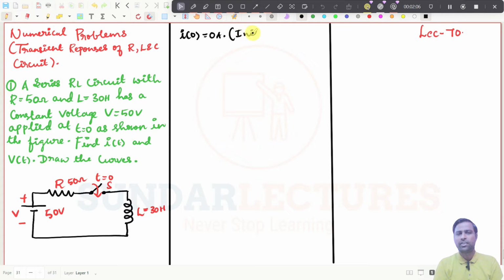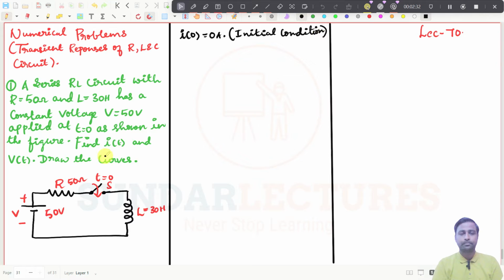If they have given you an initial condition, then you take that as the current value. Some current value they would have given you before closing the switch, the inductor carries 1 ampere or 2 ampere, those kinds of things they will give you. If they have not given you, then you take that as the zero condition, 0 ampere, as the initial condition, right? So this is the initial condition.